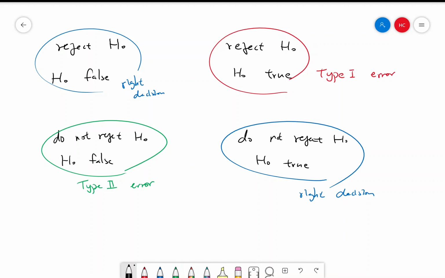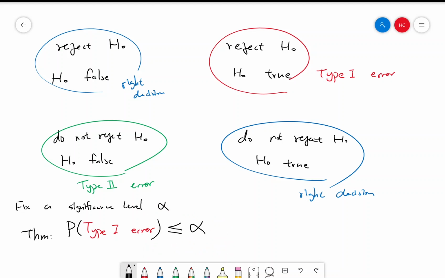So if we fix a significance level alpha, then there's a theorem that says, and we're not going to prove it here, that the probability of type 1 error happening is always less than or equal to alpha. So alpha is an upper bound for type 1 error. And regarding type 2 error, this will be talked about in the next section.